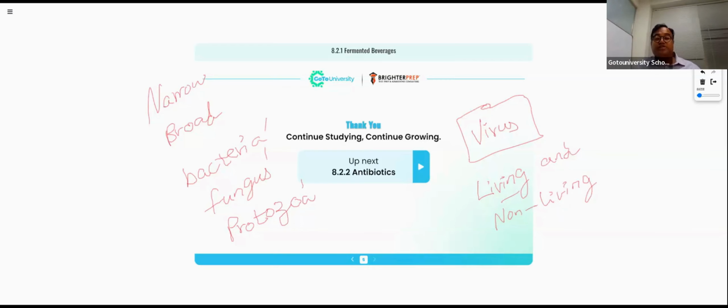Why can't we control virus by using antibiotic? Because virus has both living property and non-living property. Virus has both living and non-living property. So living property inside the host, non-living property outside the host. Who is exhibiting this? Virus is exhibiting this. As a result, we can't give the effective antibiotic for the virus.